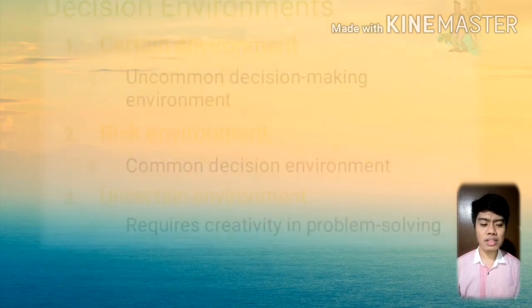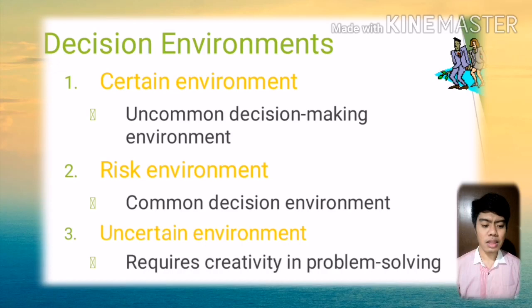Organizations can use a systematic process to assess degree of risk in various aspects of operations and environments, then develop contingency plans. So we have decision environments. We have certain environment, risk environment, and uncertain environment. In certain environment, it is an uncommon decision-making environment. Enough info to predict expected results of decision-making alternatives.